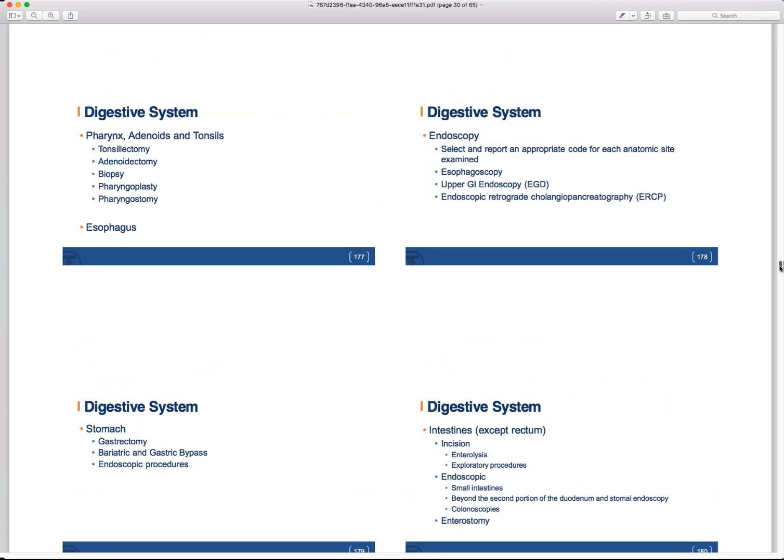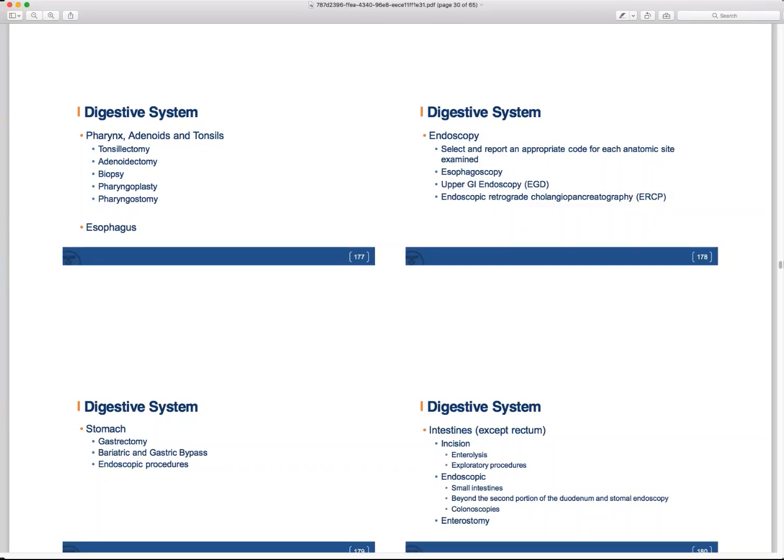Remember, in this particular area in the digestive system, what you need to remember when you're coding on the exam is that for digestive, you need to know if the procedure was performed openly or laparoscopically, because you know that if it's performed laparoscopically, you're going to have a totally different CPT code.